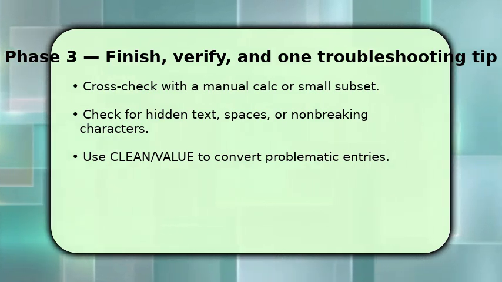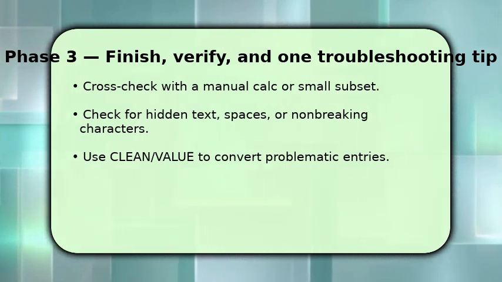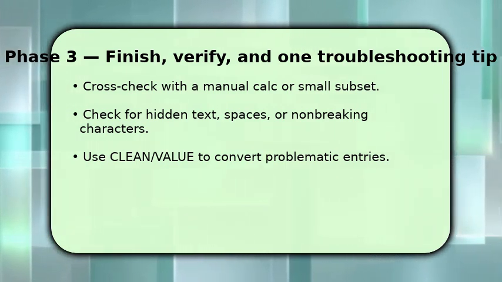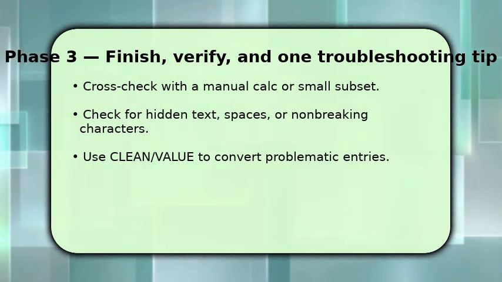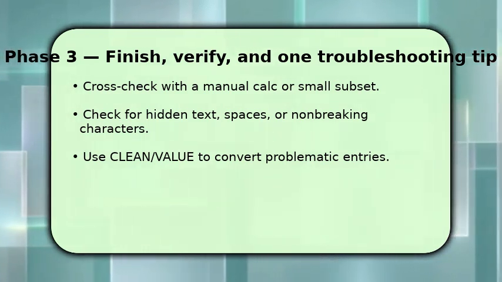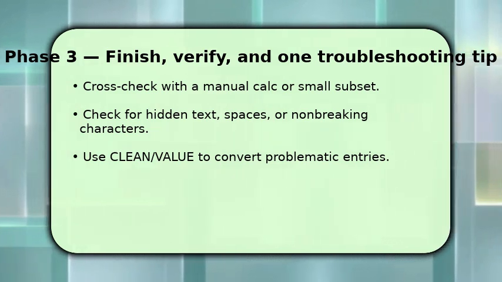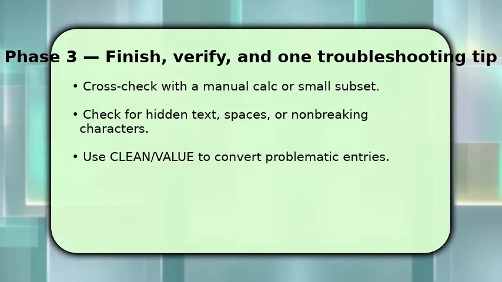If the number looks off, inspect cells for hidden spaces, text, or non-breaking characters that break numeric parsing. Make sure decimals use the expected delimiter. When issues persist, apply VALUE or CLEAN to suspect cells, then recalculate. If necessary, recopy the cleaned range to a new sheet to isolate remaining problems.